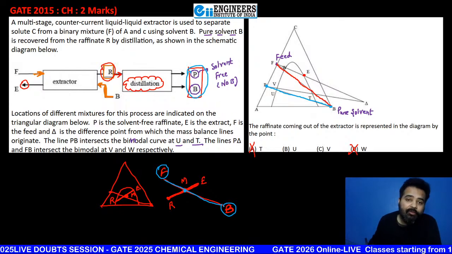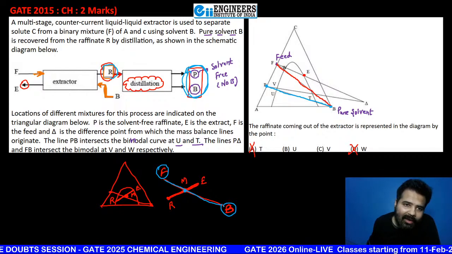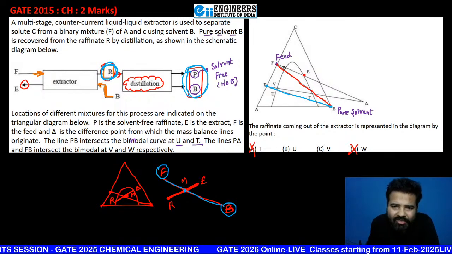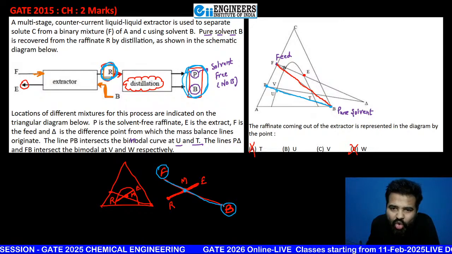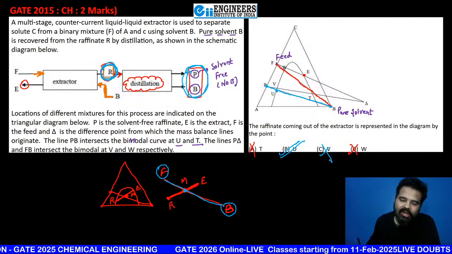Similarly, suppose you are mixing P and B. After mixing, you are getting this R. So this R should lie on the P and B line. So is it V? No, this is U. That is, U is the right answer. Is it crystal clear, beta?